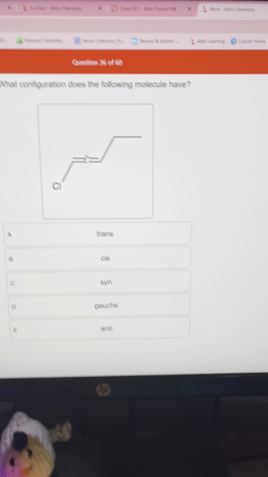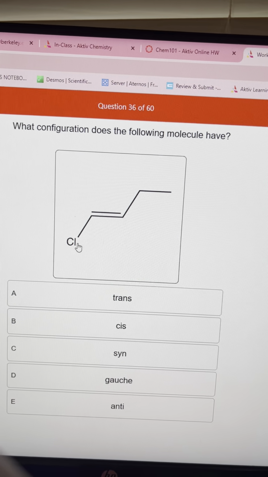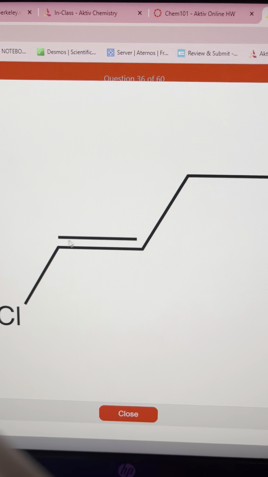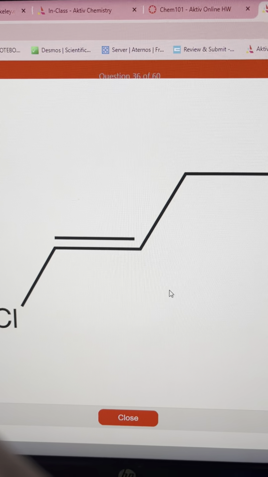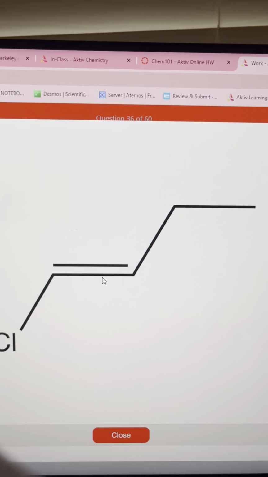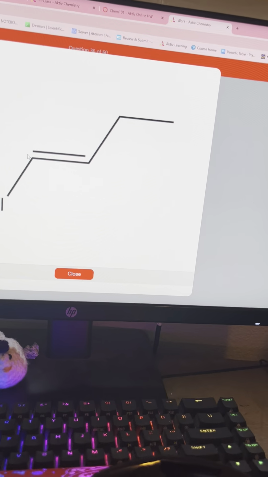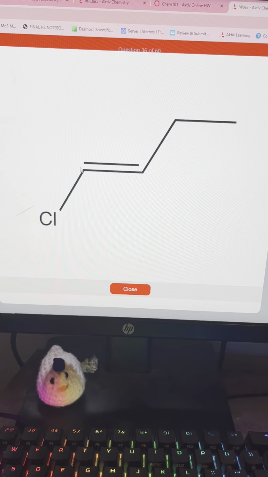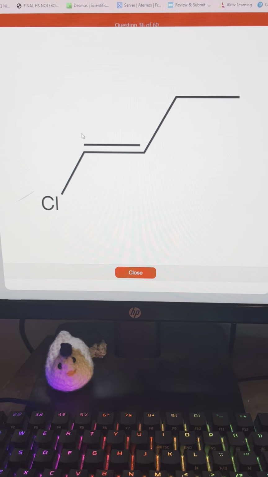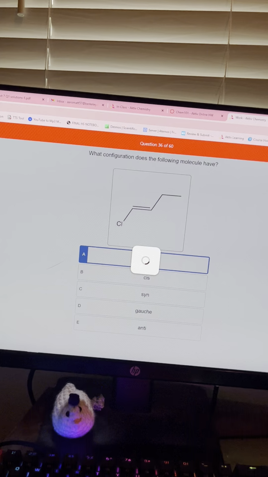We look here, we're looking at their configuration. So what this tells us is, since there's not multiple chlorines, we're not looking at if the chlorines are trans. We're looking at if the two hydrogens of the double bond, remember there's gonna be hydrogens here and hydrogens here, are cis or trans. So if they're cis, they're gonna be on the same side. Remember, this hydrogen is going this way, this hydrogen is going that way. So they're opposite to each other. One's going on this top side, one's going on this bottom side. So that's telling us that this is trans.